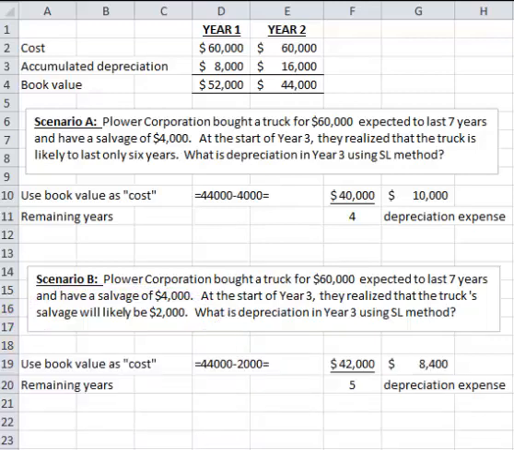We take the book value at the time of the change of estimate minus the new salvage and divide by remaining life. Now the remaining life here under this scenario is 5 because we didn't change the useful life. It's still 7. So we have the current year and 4 more to go. So the depreciation expense would now be $8,400 in year 3, 4, 5, 6, and 7.